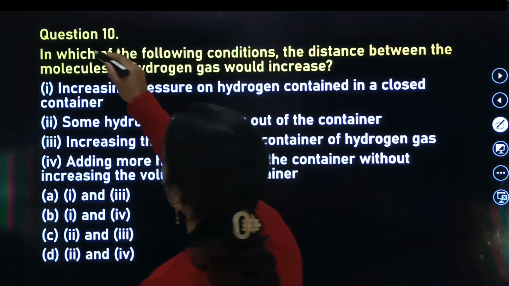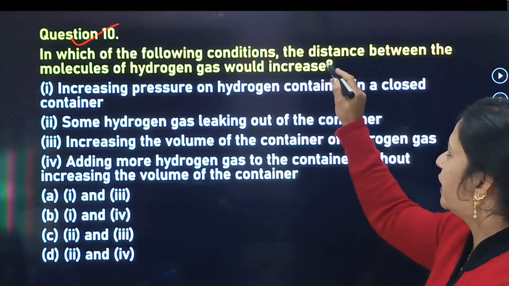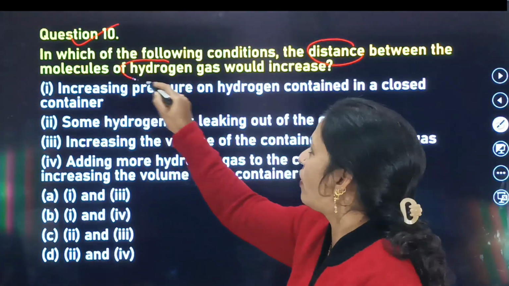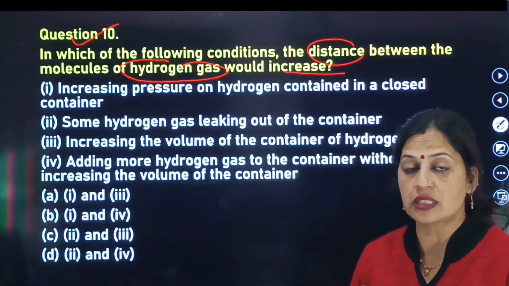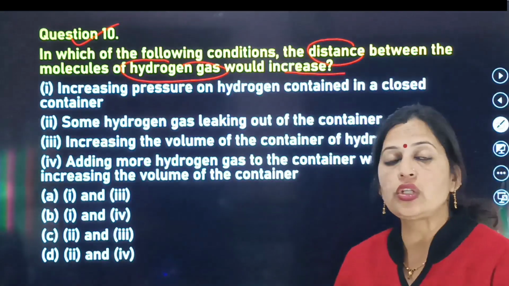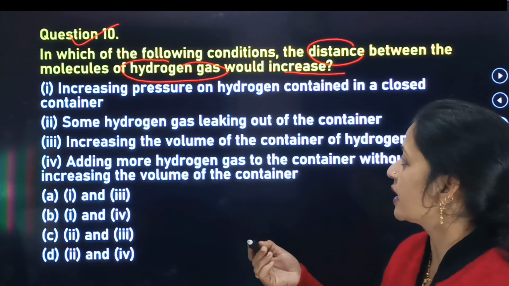Now shift to the question number 10, and your question number 10 is: in which of the following conditions the distance between the molecules of the hydrogen gas would increase? कौन सी ऐसी कंडीशंस हैं जिन पर हम हाइड्रोजन गैस के मॉलिक्यूल्स के बीच की दूरी को इंक्रीज कर सकते हैं?